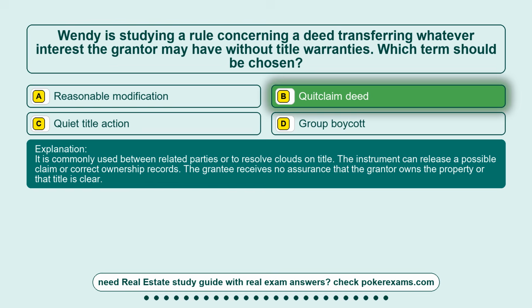It is commonly used between related parties or to resolve clouds on title. The instrument can release a possible claim or correct ownership records. The grantee receives no assurance that the grantor owns the property or that title is clear.